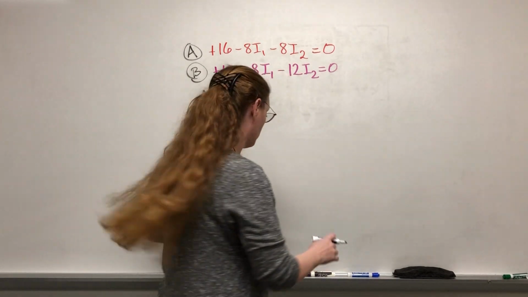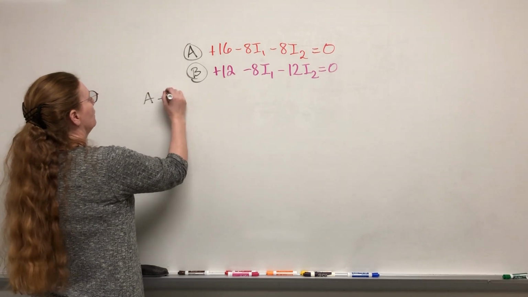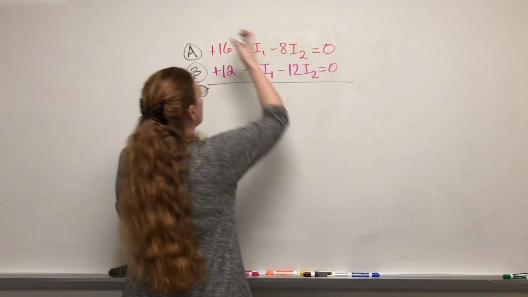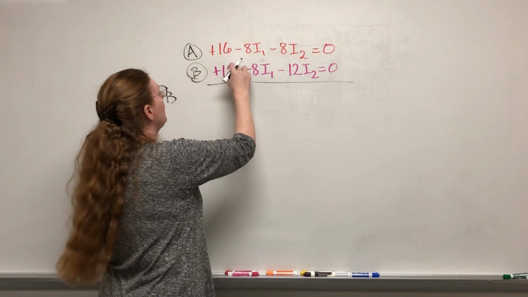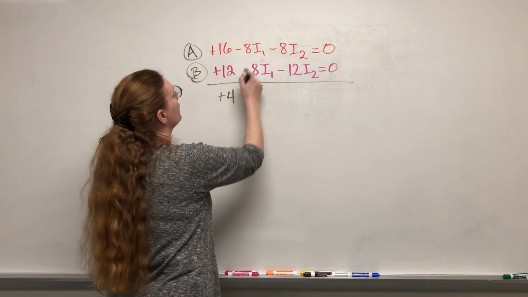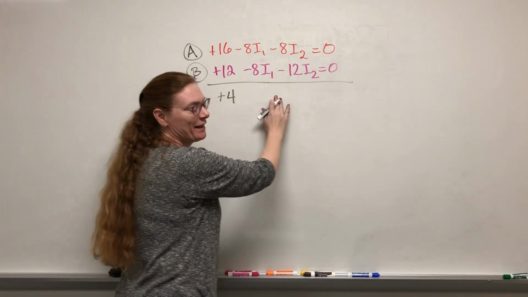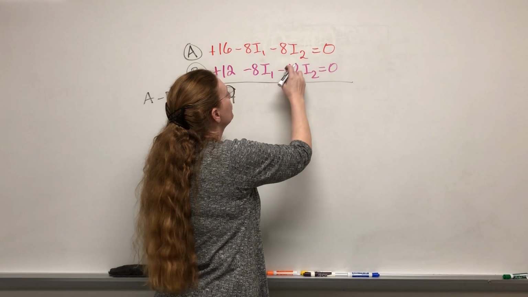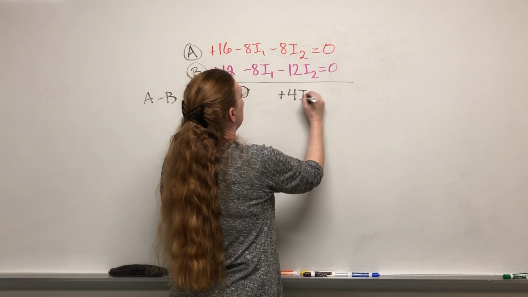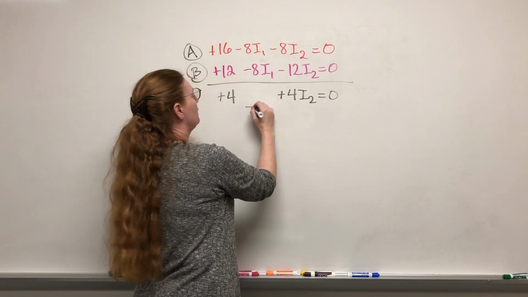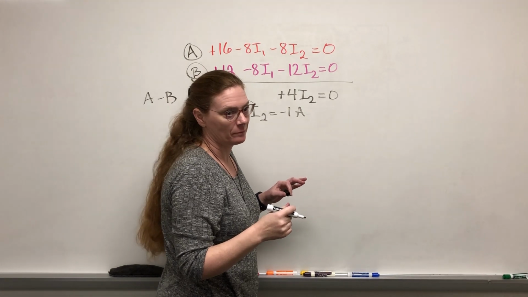So let's do that. I'll show you what I'm doing. I'm going to do A minus B. And literally, I'm just going down the line and subtracting. So 16 minus 12 is a positive 4. Minus 8I1 minus a minus 8I1 drops that out. Minus 8I2 minus a minus 12 will be plus 4I2 equals 0. This tells me that I2 is a negative 1 amp, just like we saw.